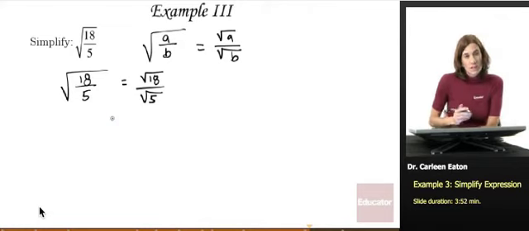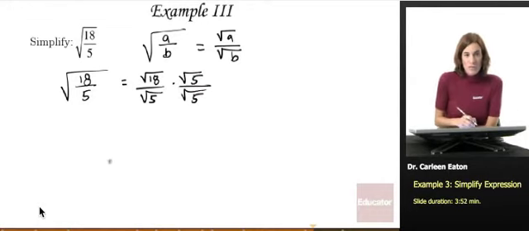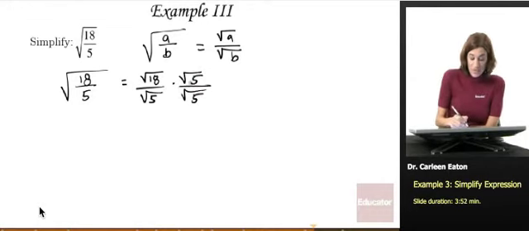Okay. The problem I have now is that I have a radical in the denominator, and that is not in simplest form. Recall that if you want to eliminate a radical in the denominator, you multiply both the numerator and the denominator by the radical expression in the denominator. So since I have square root of 5 in the denominator, I'm going to multiply both the numerator and the denominator by square root of 5. And this is allowed because if you think about it, square root of 5 divided by the square root of 5 is actually just 1, and you're allowed to multiply by 1.